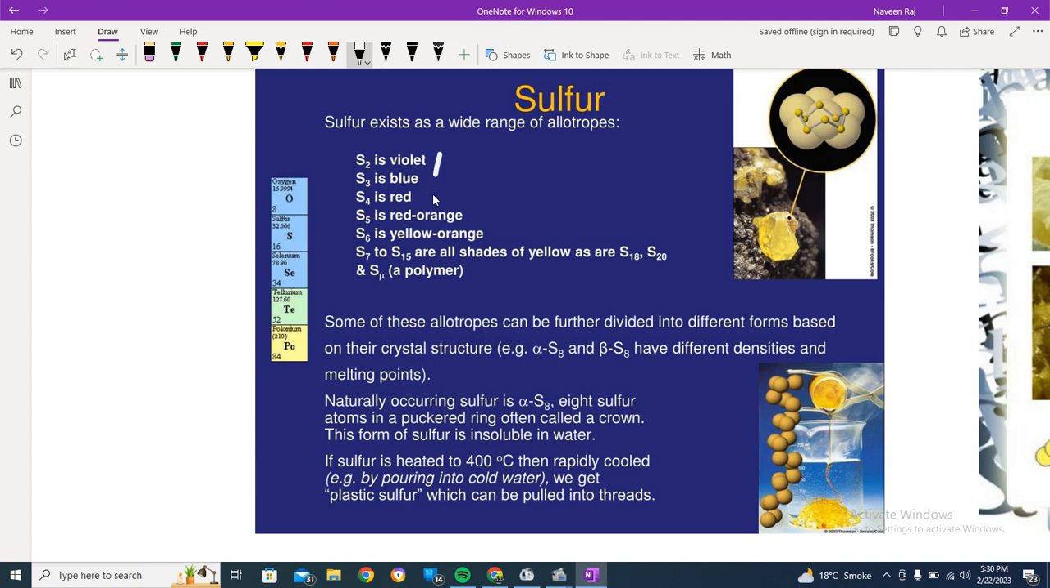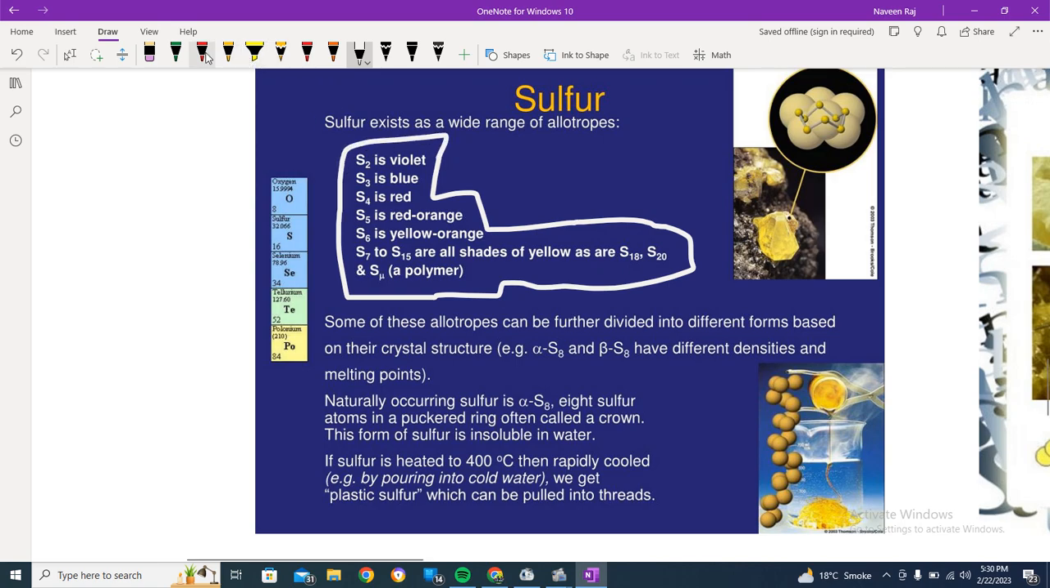Now we have a color range as well, like violet, blue, red, orange, yellow, and all that stuff. And among these all, S6 is common of all, the yellow-orange color. This is very common. And these are all S2 and so on: S2 means two atoms, S3 means three atom arrangement, S4 means four atom arrangement, all this stuff. Probably you can understand this as we go further.